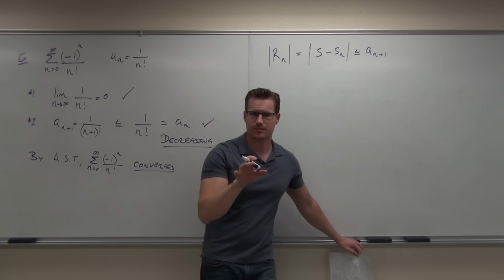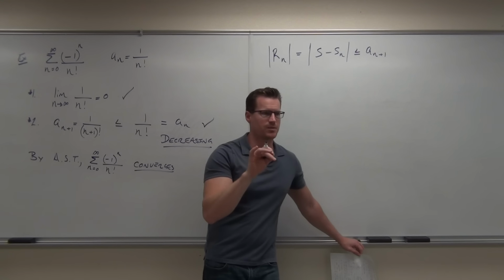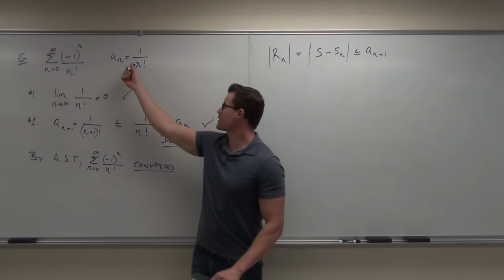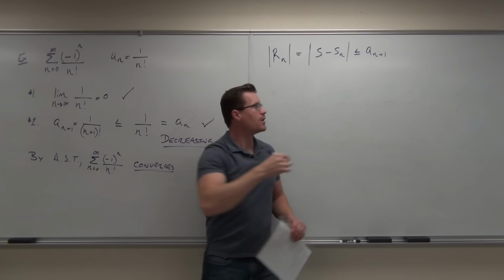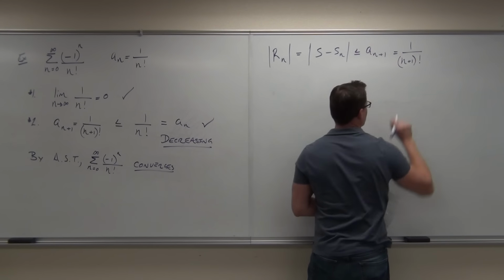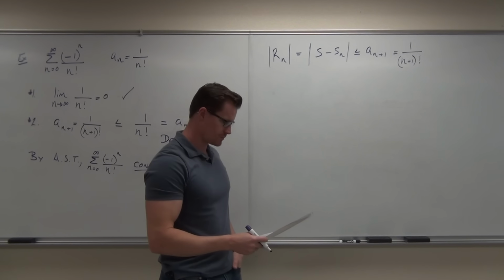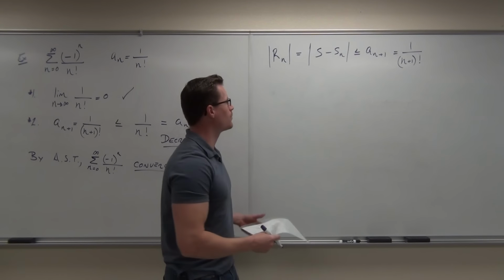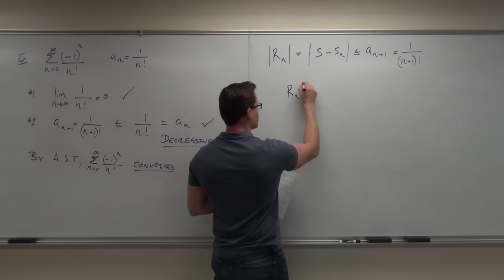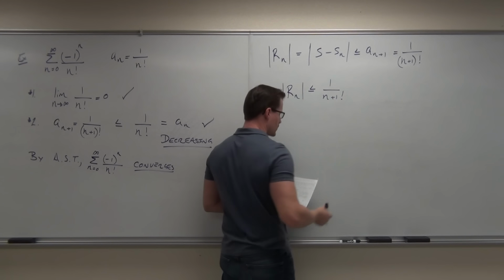Does that make sense? Yes? No? Yes. Okay. Now, do you have an expression for a sub n plus 1? Yes, you do. In fact, we just had it. If you didn't, you could make it easily. You look right here and you just do n plus 1. So for us, we know that this is the same thing as 1 over n plus 1 factorial. You okay with that? Okay, so practically speaking, we know that r sub n must be less than or equal to 1 over n plus 1 factorial.